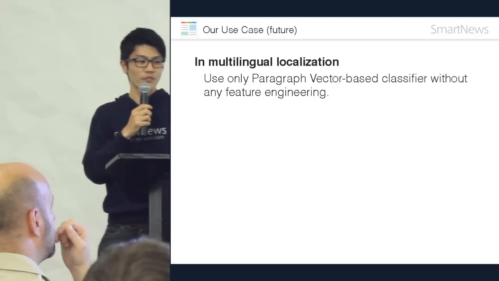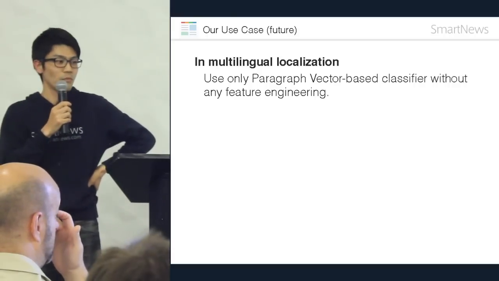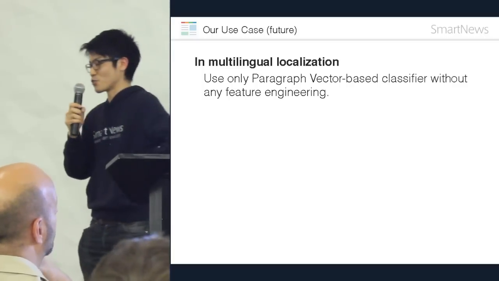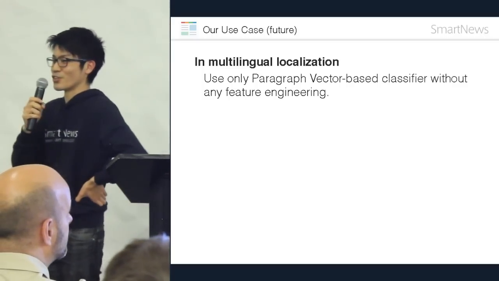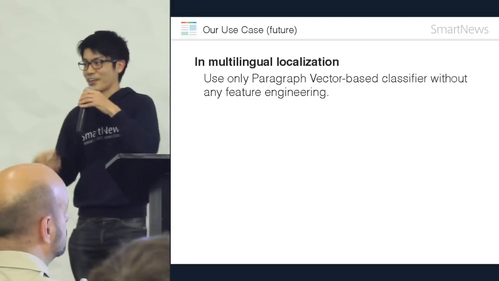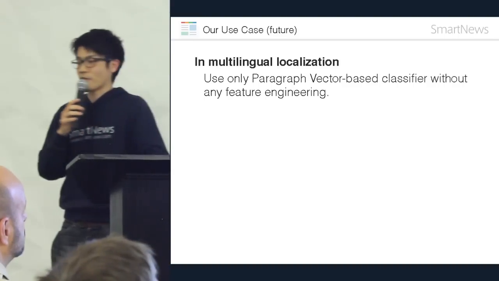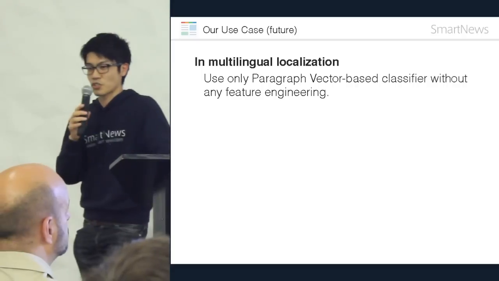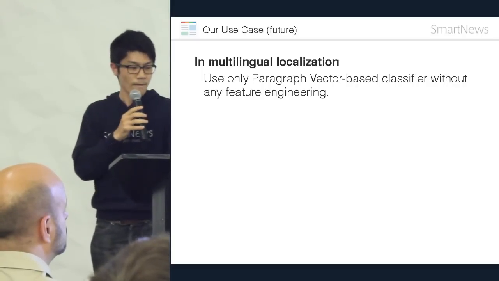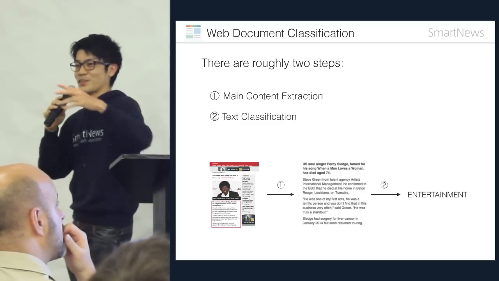And our future use case is multilingual localization. When we do that, we don't want to work hard on feature engineering. So using only a paragraph vector-based classifier is actually possible from the point of operation. It's really good. So this is the end of the text classification.